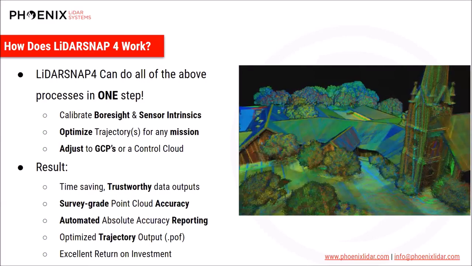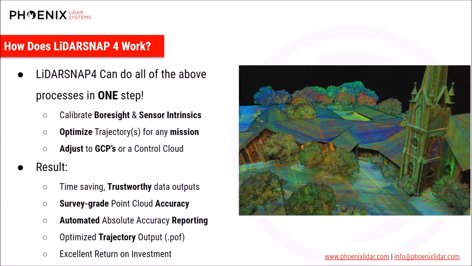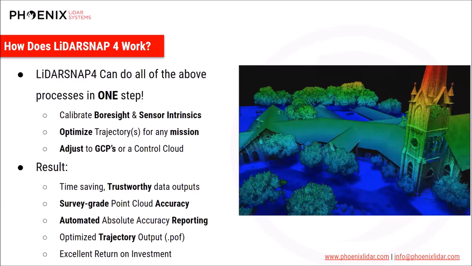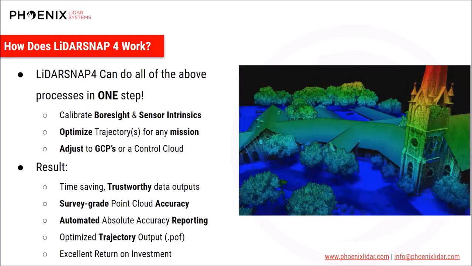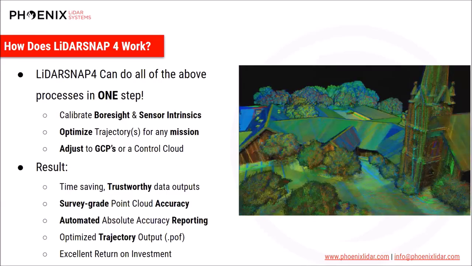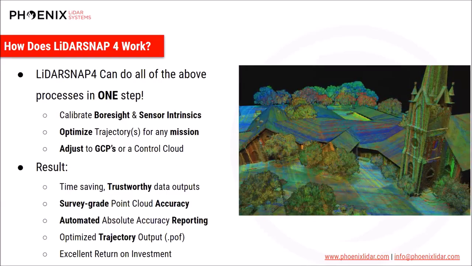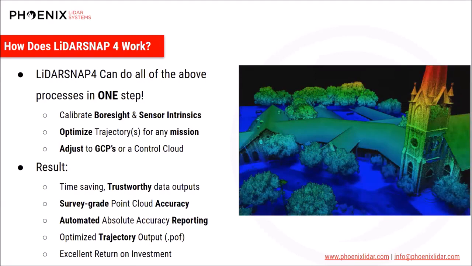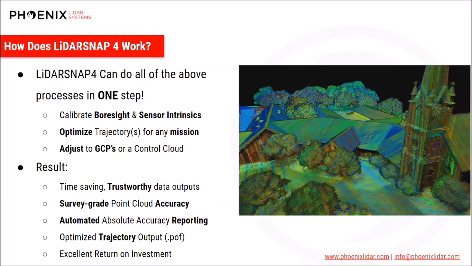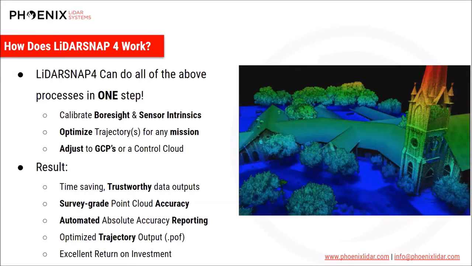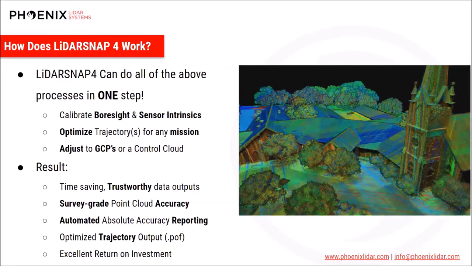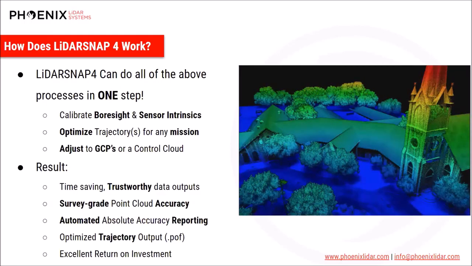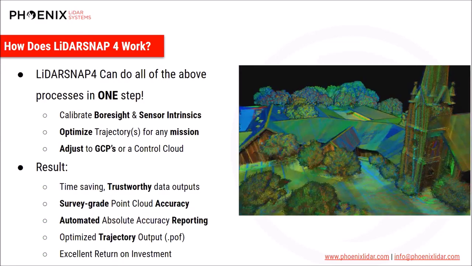They result in survey grade point cloud accuracy that's geospatially correct and relatively and absolutely aligned with itself. Another wonderful result that automatically pops up is an in-depth report that we'll get into a little bit later. We also get an optimized trajectory output that's adjusted to the ground control and adjusted through its trajectory optimization, that then is able to be output if desired.